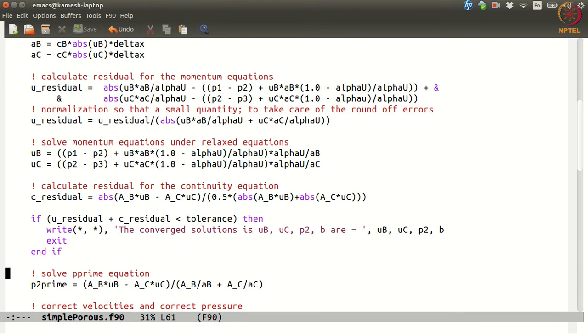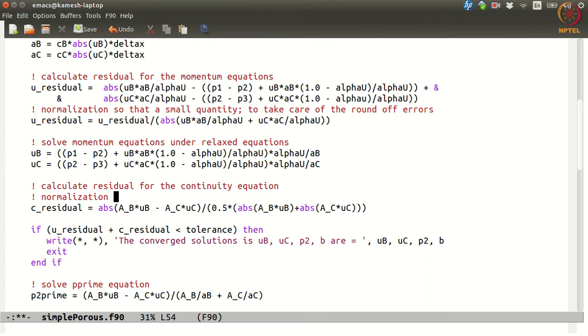All right, now let us also look at the continuity residual. So we want to see whether the continuity value, that is ABUB minus ACUC, is 0 or not. Again we are taking the average of ABUB and ACUC and multiplying with half. Essentially this is to take care of the relative value of ABUB minus ACUC, right? This normalization is to take care of small values that may come, which may really look small, but are actually not small in comparison to each of the flow rates. Okay, for that we are doing this. Otherwise you can even check with ABUB minus ACUC.